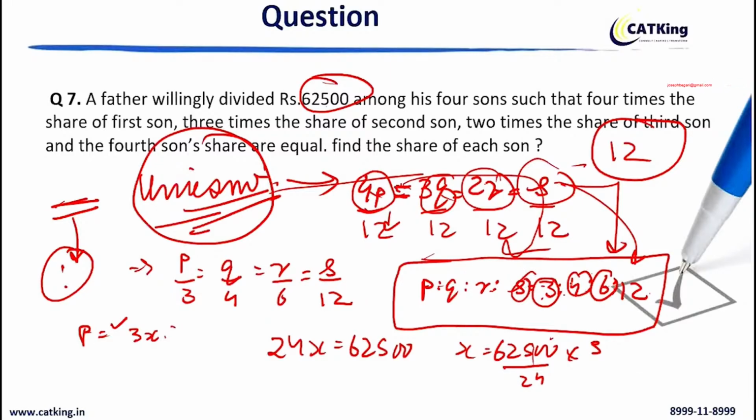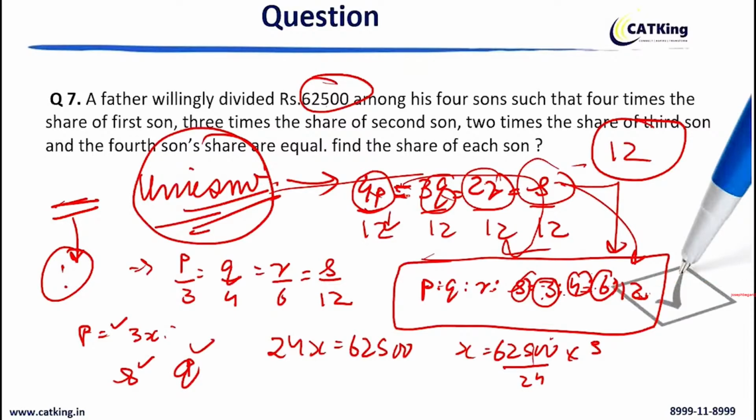What about q? Q will be 1 by 3rd of our s. S is 12. Q will be 1 by 3rd of s. So I have calculated s. I will calculate q. So you just need to calculate one value, and from that one value you can calculate each and every other value.